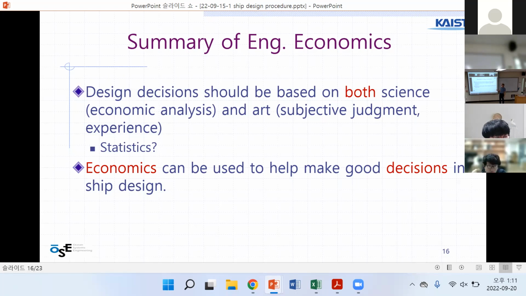Economics can be used to help make good decisions in shipping. As a designer yourself, you need to know about economics. As a homeowner, as a car owner, you also need to calculate money, right? I don't know whether you make a calculation yourself, but your decision is somehow based on where the money comes from.